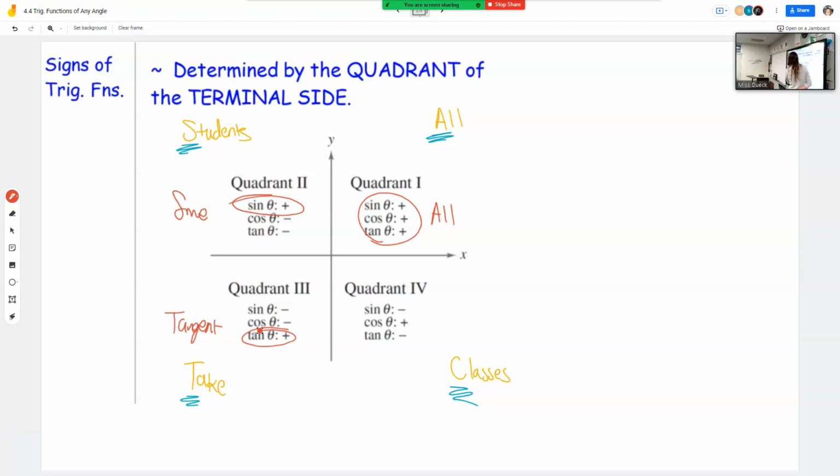Classes stands for? Cosine. All are positive. Sine is positive. Students, right? Tangent is positive and cosine. Boys in the back are distracted. What's new? Okay, cosine and what else?